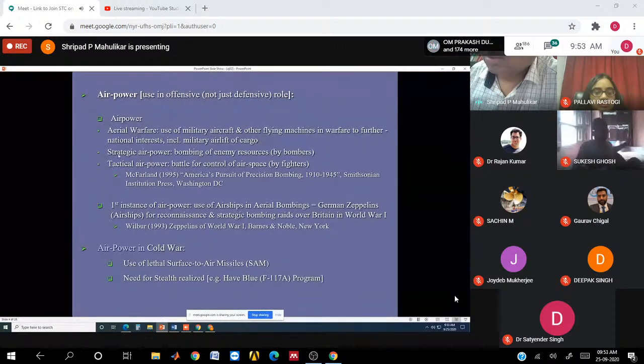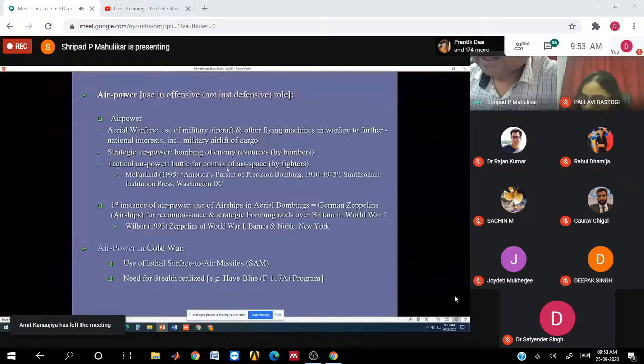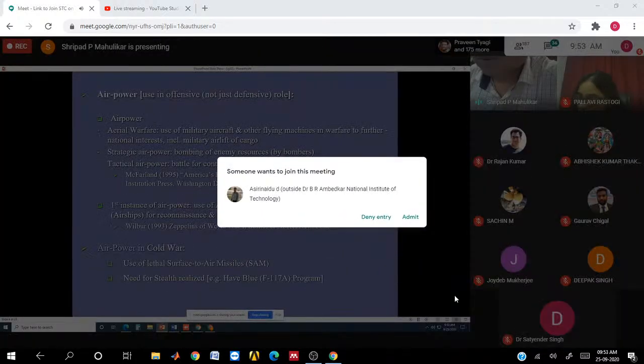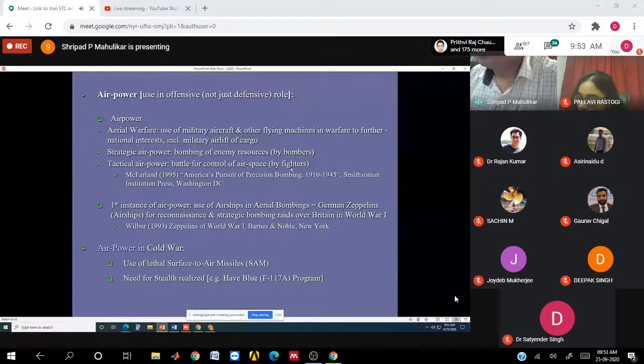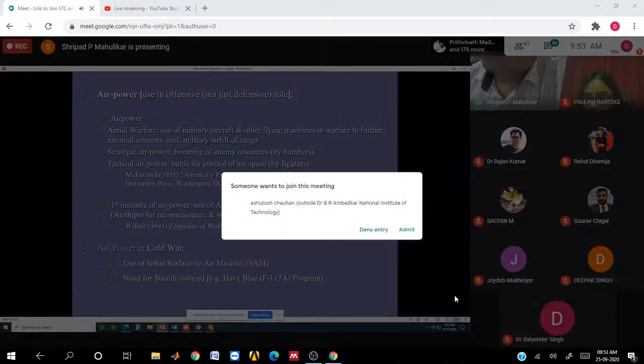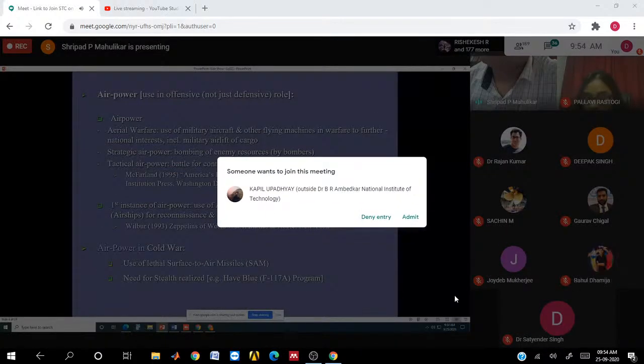Air power has two roles, strategic and tactical. Strategic, for example, is bombing of enemy resources, which is achieved by bombers. Tactical is the battle for control of airspace, which is achieved by fighters. Both bomber aircraft and fighter aircraft need to be stealthy. So there are stealth bombers and stealth fighters. Many of the stealth fighters can also be used as stealth bombers, but many a time stealth bombers may not have the ability to serve as stealth fighters, while dual role is possible.